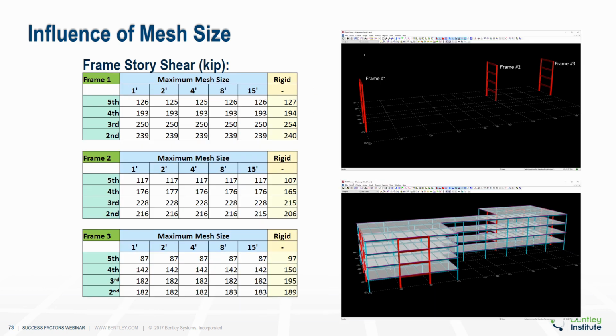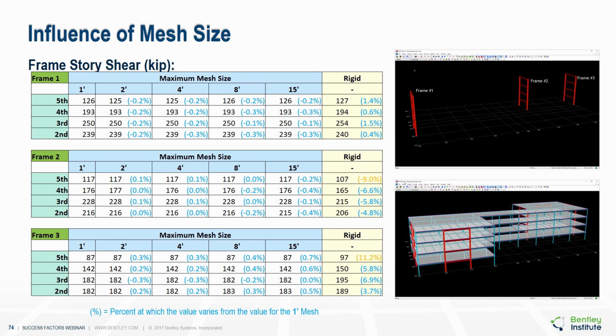So then I did the same thing for each of the frames 1, 2, and 3, and so we see tabulated the values, and to make it much more useful, the magnitudes of the forces are not of so much interest, but rather how much the values vary. So if we assume that the 1-foot mesh is the most accurate, because generally it's perceived, and generally it's probably accepted that the smaller the mesh, the more accurate the result.